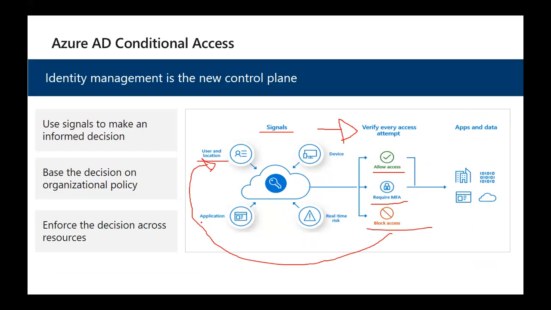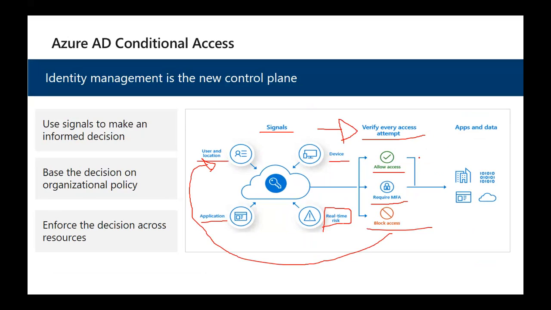In the same way, we can establish these if-then statements with the following signals. For example, the application requesting sign-in, the device that the user is trying to use to perform the sign-in process, or if Azure detects real-time risk. So according to these signals, this is going to be part of these if-then statements. We're going to verify every access attempt.